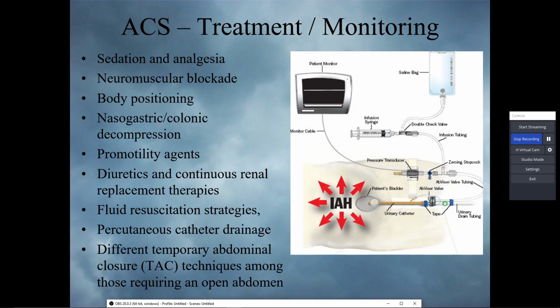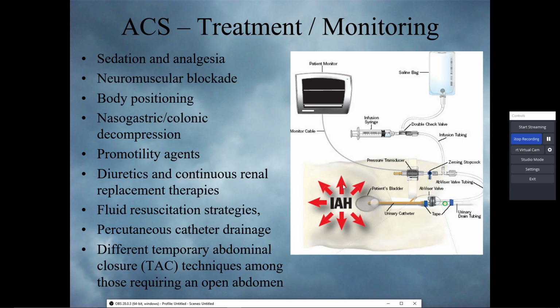The reason we do this is to have a baseline to assess the severity of intra-abdominal pressure and hypertension, but we also do it so that when we conduct interventions such as diuretics or CRRT or fluid replacement or resuscitation strategies, we can assess for the effectiveness and influence on the intra-abdominal pressures and hypertension if there is a persistent state.